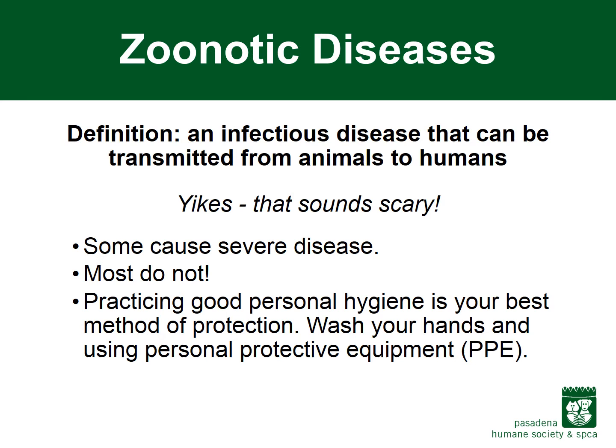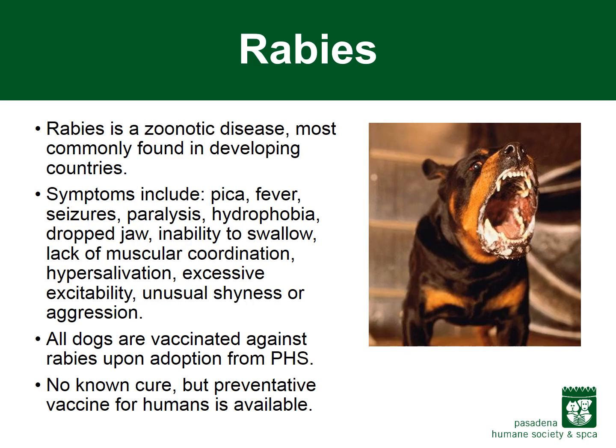Zoonotic diseases. So a zoonotic disease is an infectious disease that can be transmitted from animals to humans. And yes, that is scary because these are diseases that you can pick up from animals here at the shelter. Some of those do cause severe disease, most do not, but it's really important to practice good personal hygiene, wash your hands, and use our personal protective equipment that we provide if we suspect that a zoonotic disease might be present. So obviously the one that we worry about most is rabies.